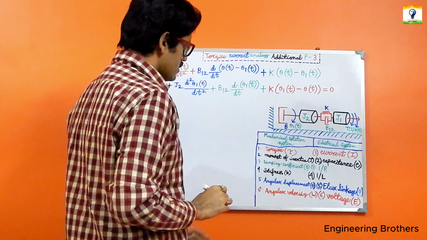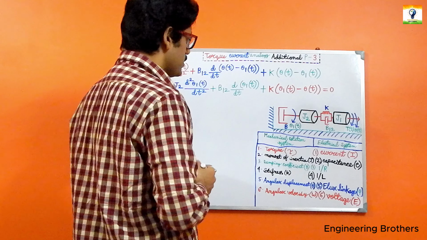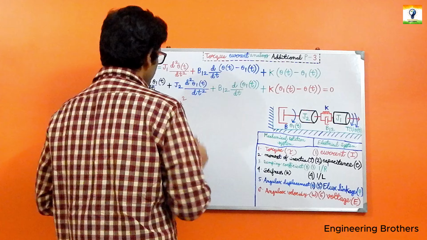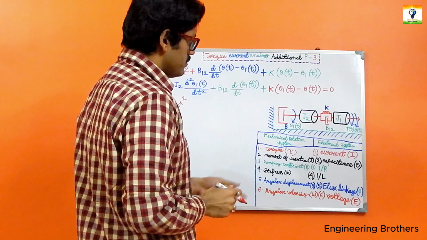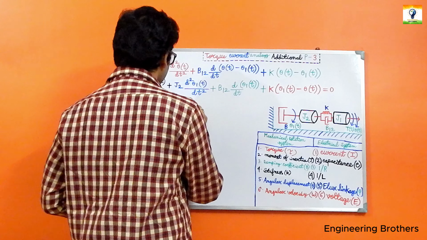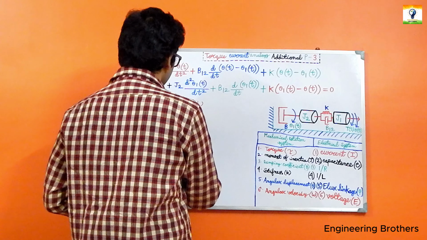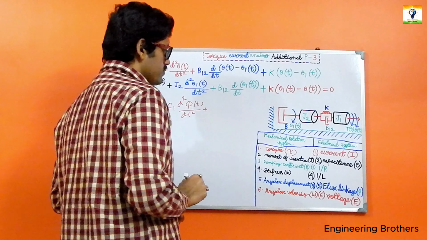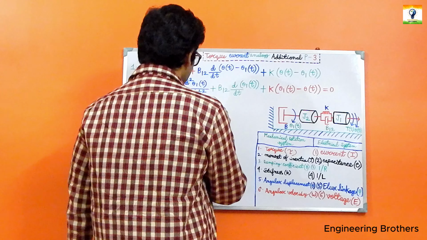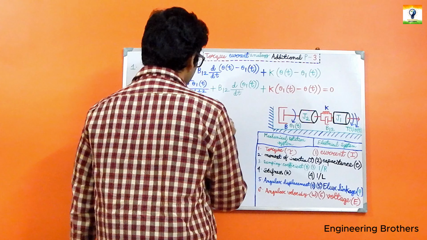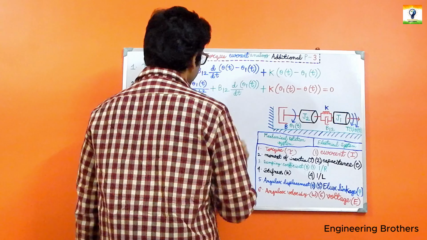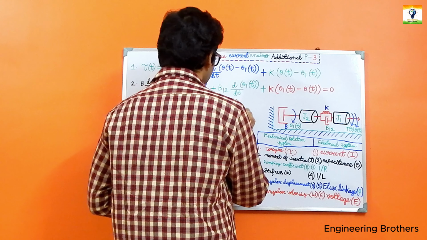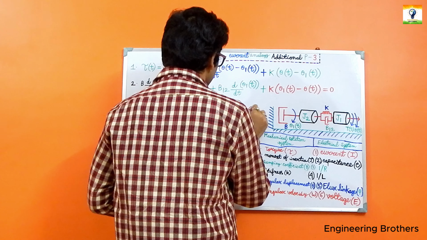The J1, the moment of inertia, will be replaced with our capacitance C1. So this one will be C1 d2 phi(t) divided by dt2, since the angular displacement is replaced with our flux. Plus B12, the damping coefficient, will be replaced with 1 by R12, d/dt of the theta(t), which is quite naturally our flux linkage. So this one will be phi(t) minus phi1(t).